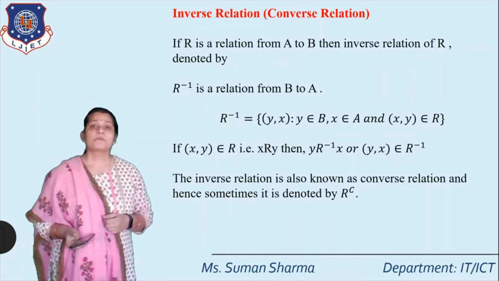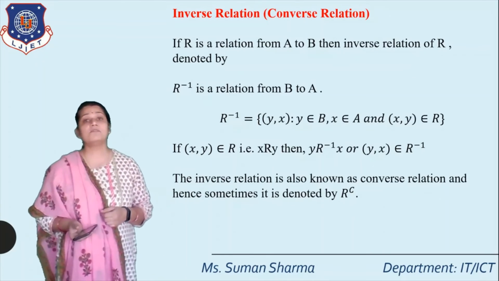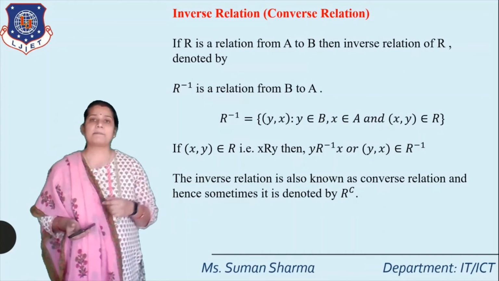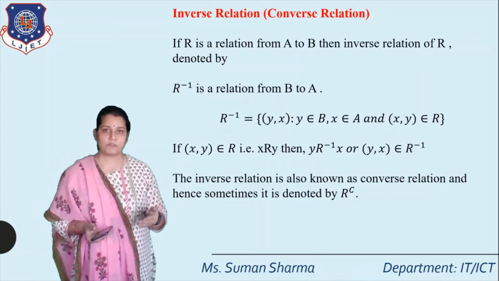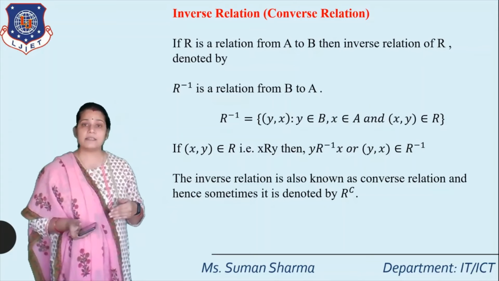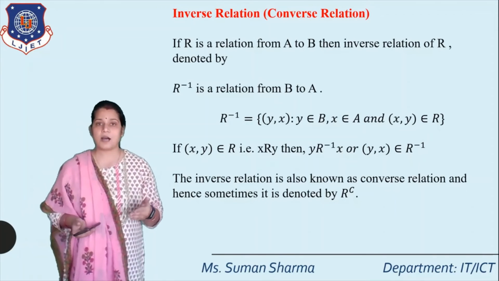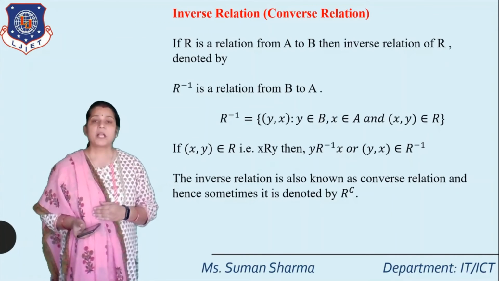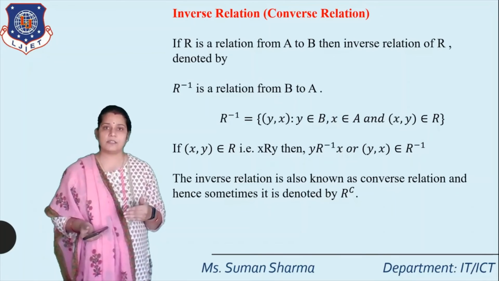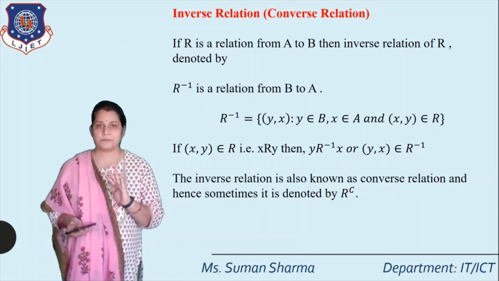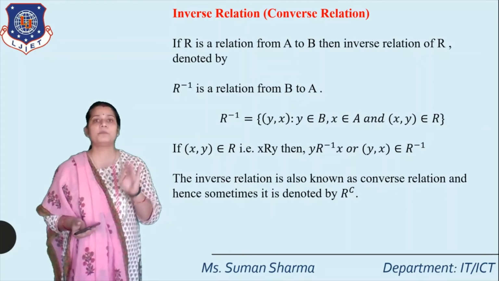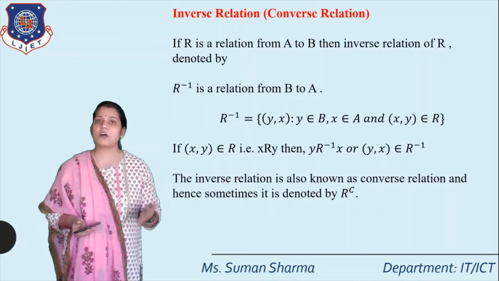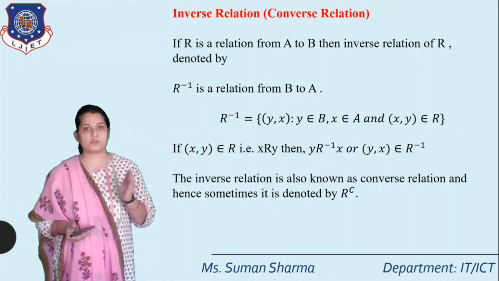Okay, next is the inverse relation or converse relation. So if capital R is a relation from A to B, then the inverse relation of R is denoted by R inverse, and it is a relation from B to A. That means if R is a relation from A to B, the converse relation R inverse is a relation from B to A.